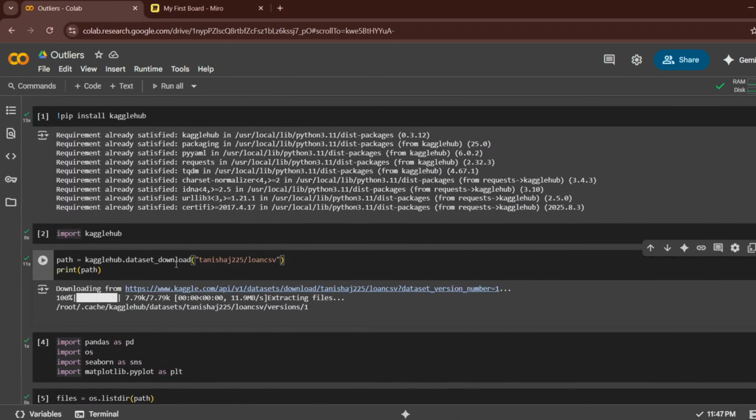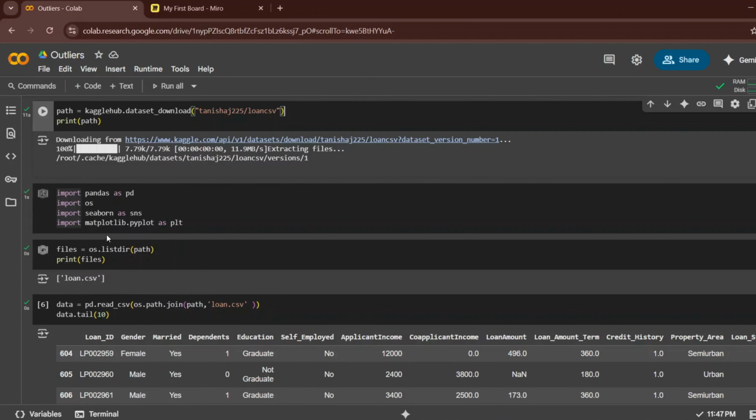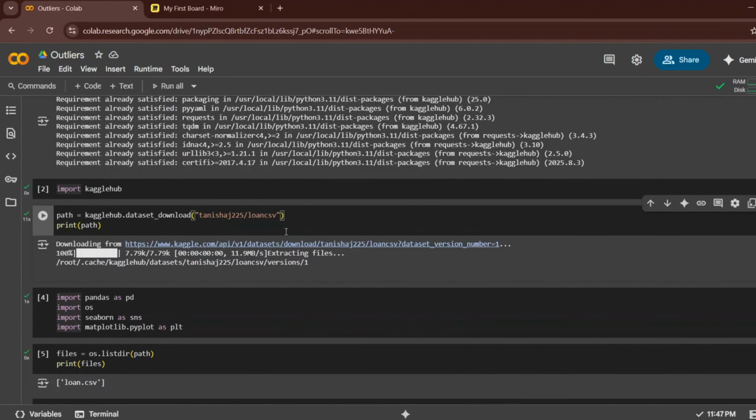I'm done importing all the necessary libraries such as pandas, OS, Seaborn, and matplotlib, and I'm using the exact same dataset that I used in the previous video as well. So I'll be attaching the link to this in the description box below.